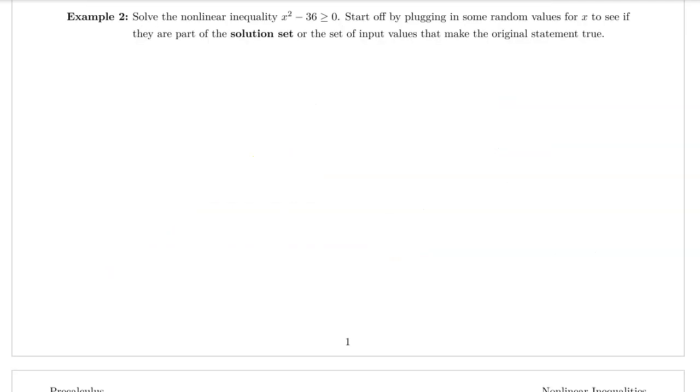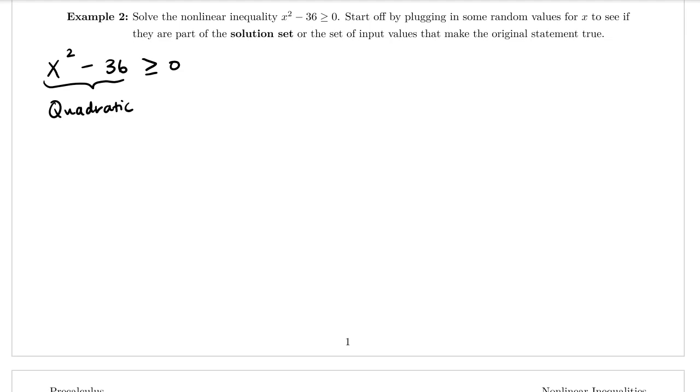Example 2 says, solve the nonlinear inequality x squared minus 36 is greater than or equal to 0. Start off by plugging in some random values for x to see if they are part of the solution set, or the set of input values that make the original statement true. So I have this nonlinear inequality, x squared minus 36 is greater than or equal to 0. And this is an example of a quadratic inequality because it has a squared term as the highest degree.